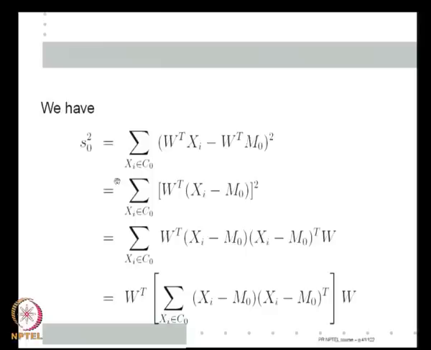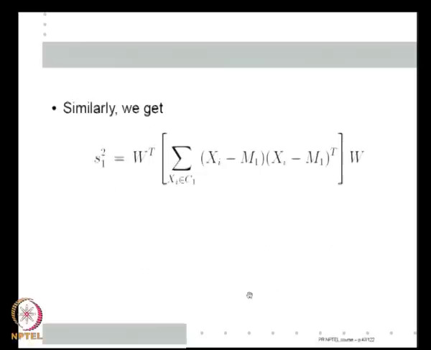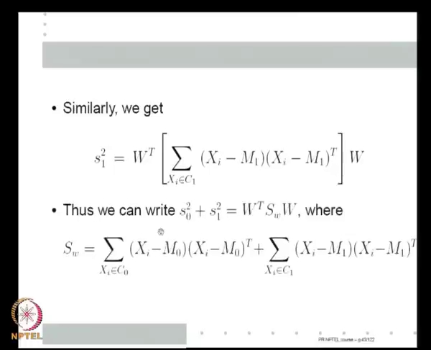If I did the same thing for S1, the only difference will be that the summation will be over C1 and M0 will become M1. So, similarly, S1 square will become W transpose, the same matrix but with summation over C1, (xi minus M1)(xi minus M1) transpose, W. Which now means I can write S0 square plus S1 square as W transpose SW W, where SW is another symmetric matrix given by the sum of these two matrices: the sum over xi belonging to C0 of (xi minus M0)(xi minus M0) transpose, plus the sum over xi belonging to C1 of (xi minus M1)(xi minus M1) transpose.